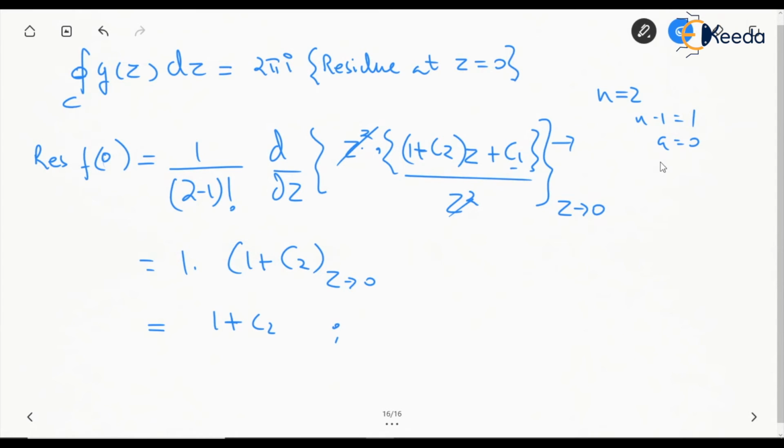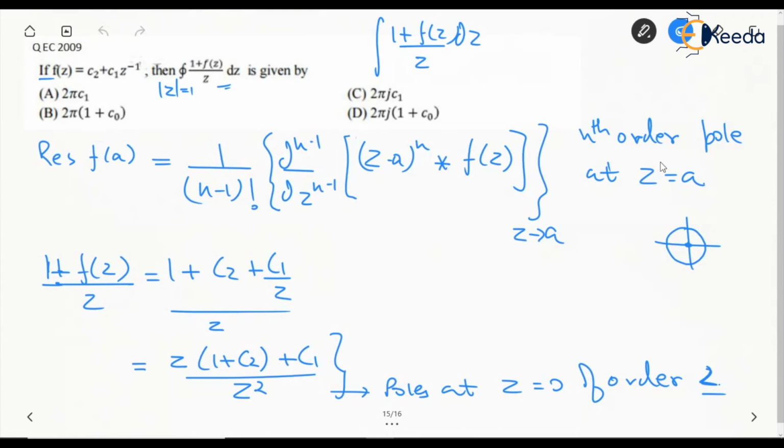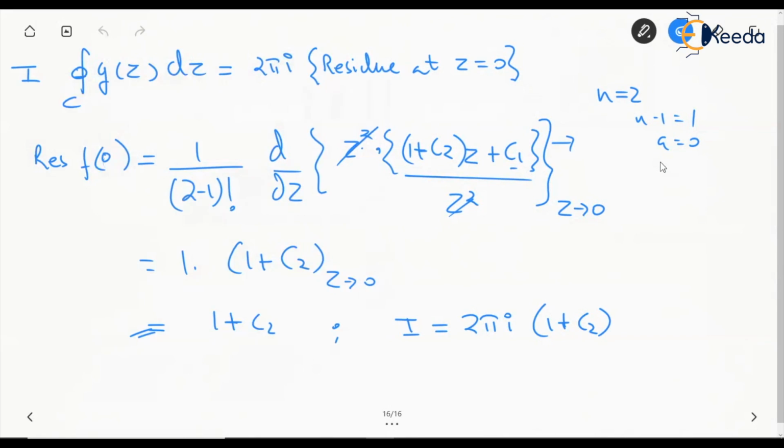So the integral we were looking for will become I equal to 2 pi i times the residue. This is the residue, so 2 pi i times 1 plus c2. I hope these options are given like that. Okay, they have given it in terms of c0 and so on. So c0 is basically c2 in this case. Some overwritten options. So just consider c0 to be c2 and you will get option D. So this is option D.